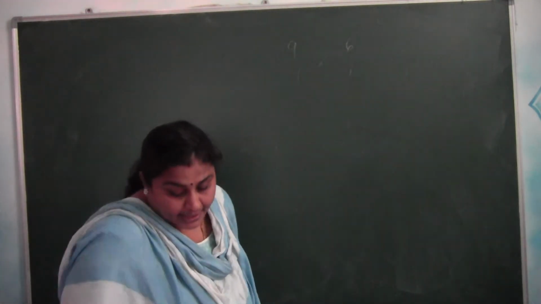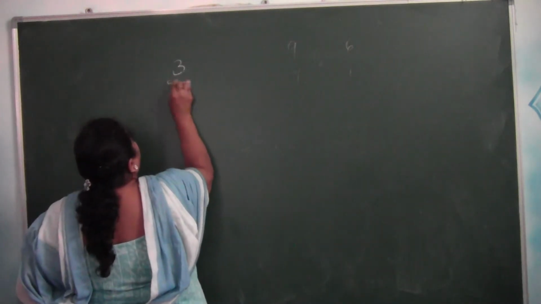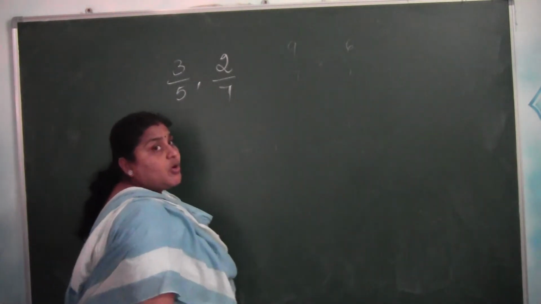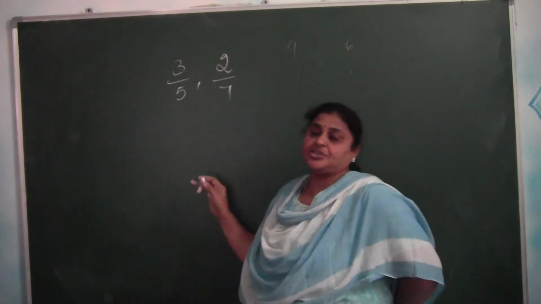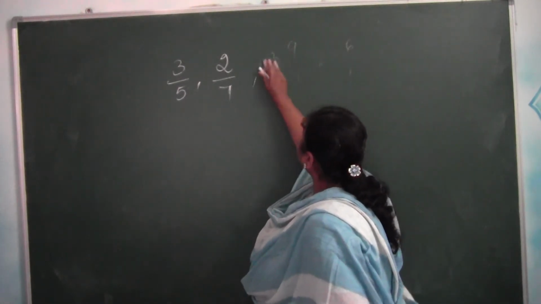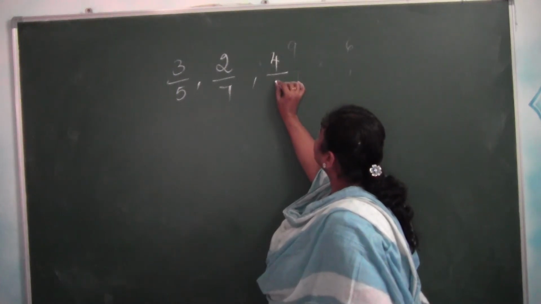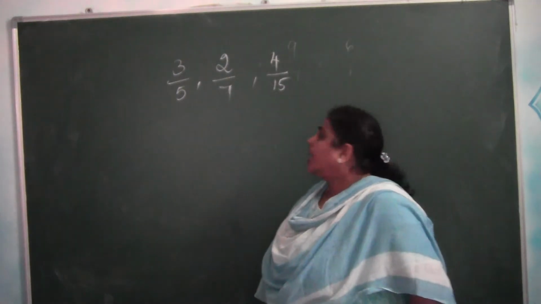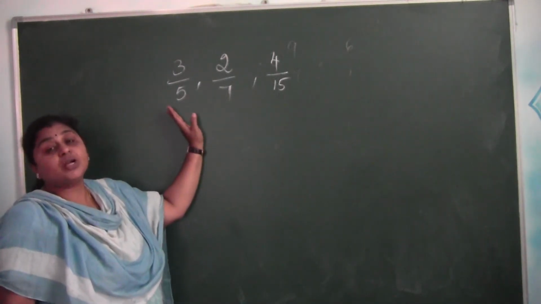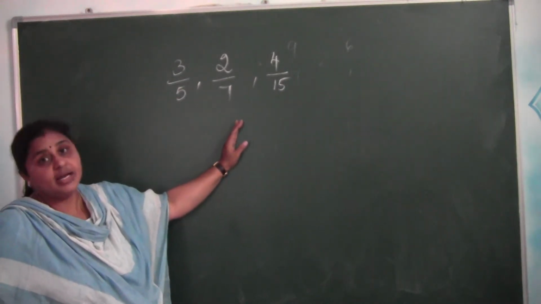Now let us take two fractions, say 3 by 5 and 2 by 7. Now I have to compare these two fractions. Or let us take another fraction also over here, say 4 by 15. I am just taking three fractions here, and let us learn how to compare these fractions or how to arrange these fractions in ascending or descending order.